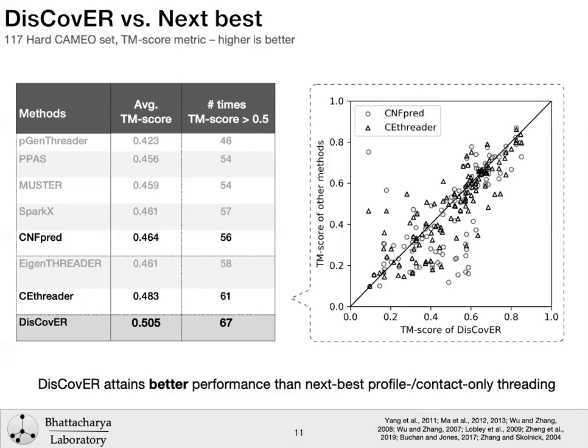In particular, DisCovER attains a mean TM score of 0.505, whereas the best contact-assisted threading method, C-Threader, and the next best profile-based method, CNF-RED, fall short of achieving a mean TM score of 0.5. The right scatter plot further shows a head-to-head comparison between DisCovER and the next best methods, where most of the points are below the diagonal, illustrating the superior performance of DisCovER in threading remote homology proteins.